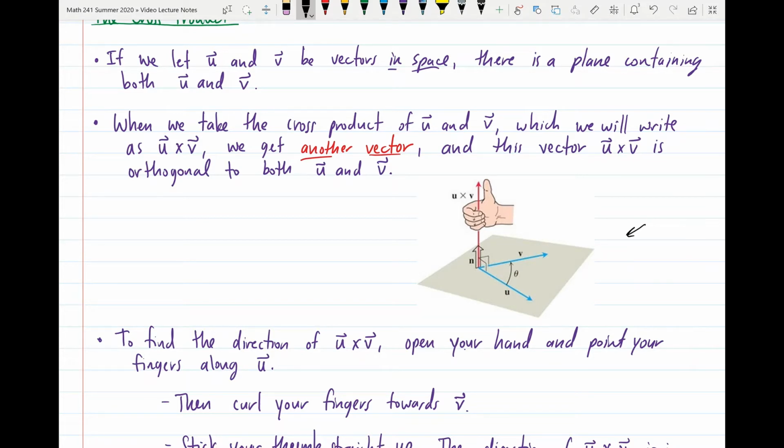And when we take the cross product, which we will define soon, of the vectors u and v, which we write as u cross v, or u times v, we get another vector, and this vector, u cross v, is orthogonal to both u and v. So if you look at the diagram here, u and v are both lying in this gray plane, and the red vector in the picture is u cross v, and that vector is going to be perpendicular to both v and u.